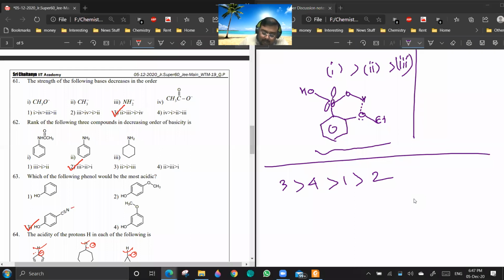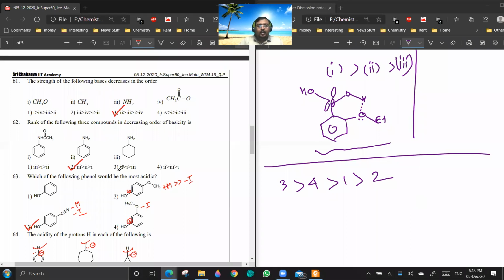See, this is minus M as well as minus I. At this position, it is creating positive charge due to minus I. There is no minus M at this position. In this case, it is creating negative charge due to plus M greater than minus I. And here there is no effect. So overall negative charge will be there because of OCH3. It's a powerful donating group. Is it clear?